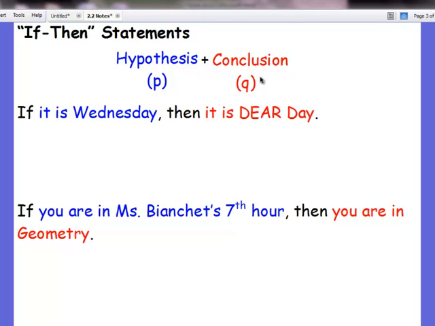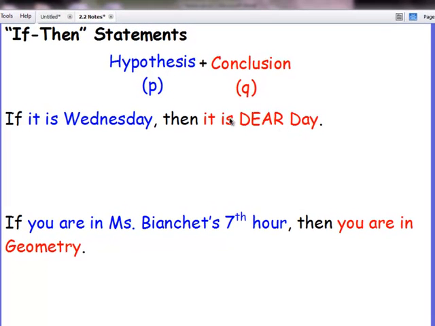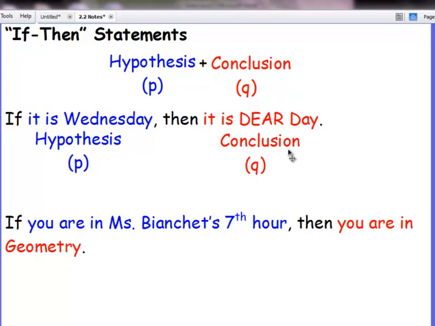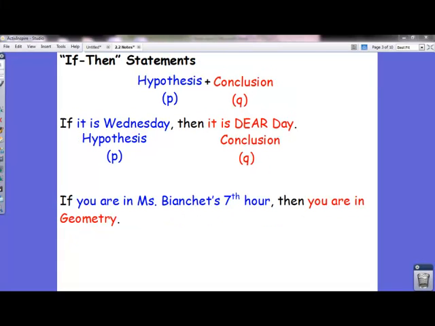So in the first statement we have, if it is Wednesday, then it is Deer Day. There's two parts to that, and you can see the colors correspond, but our hypothesis here would be it is Wednesday. Okay, that would be the statement. Then what we can conclude from that is that then it is Deer Day. So your hypothesis, the P, is if it is Wednesday. The conclusion is then it is Deer Day.